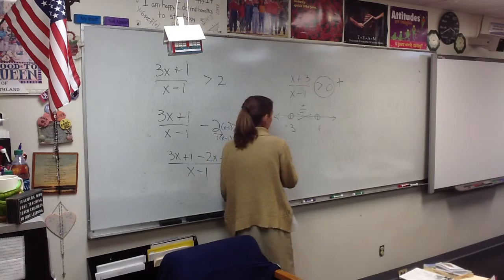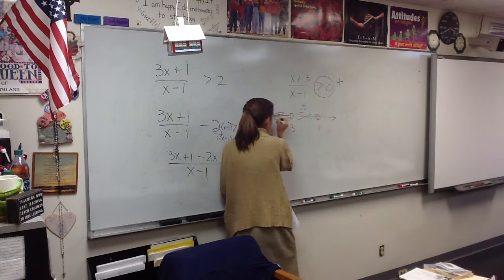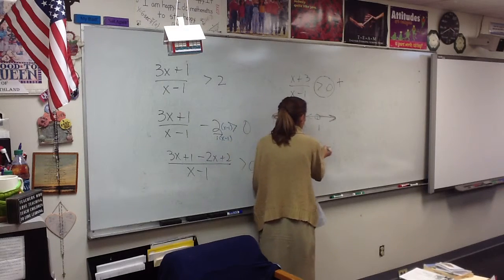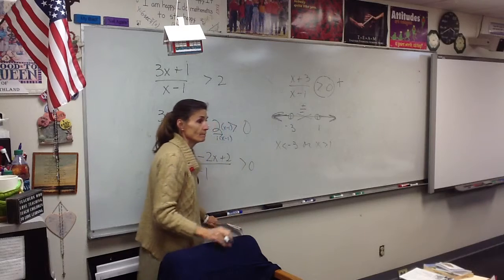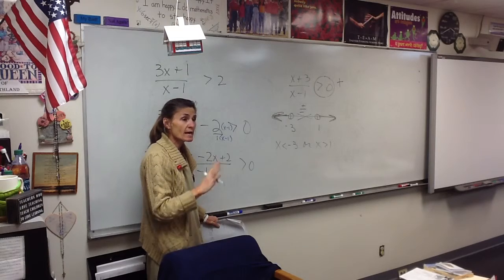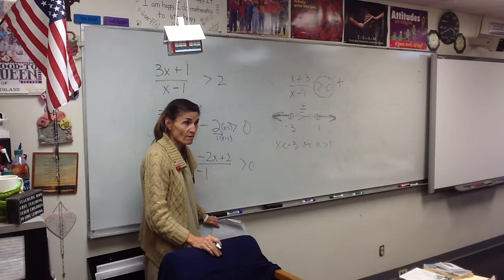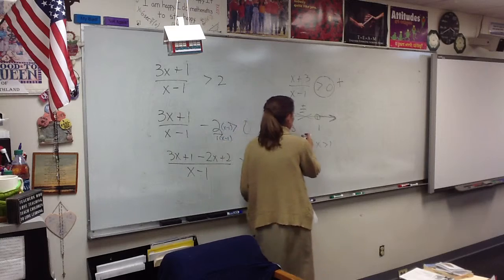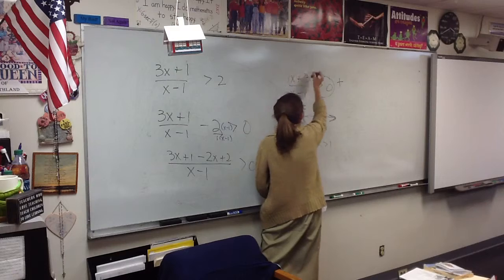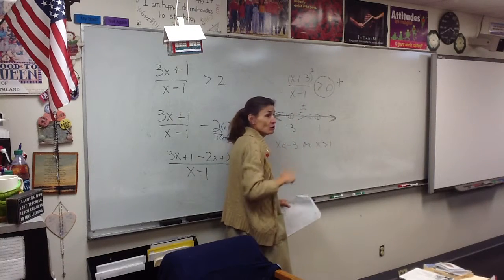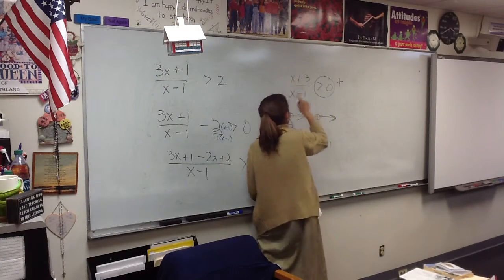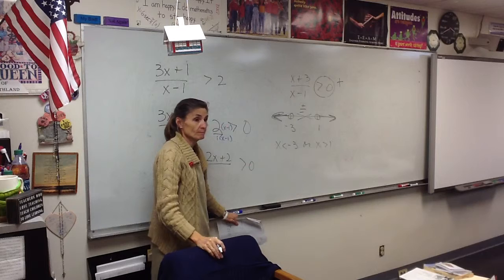So what's my answer? This section and this section. Everything less than -3 or greater than 1. The only time you can't make that assumption, does anybody remember when that is? When can I not make the assumption that if that doesn't work, these two will? If there'd been a squared in the problem, then I couldn't do that. But as long as everything is just regular, you're okay.